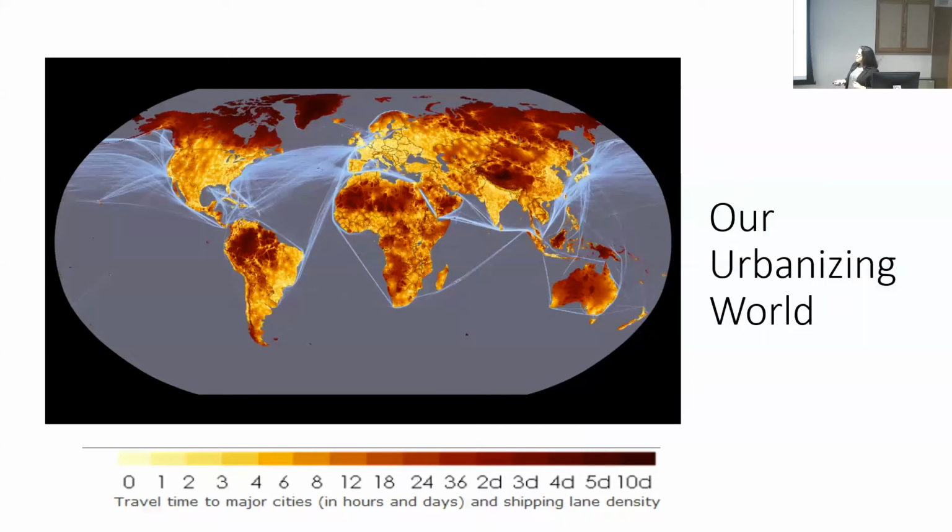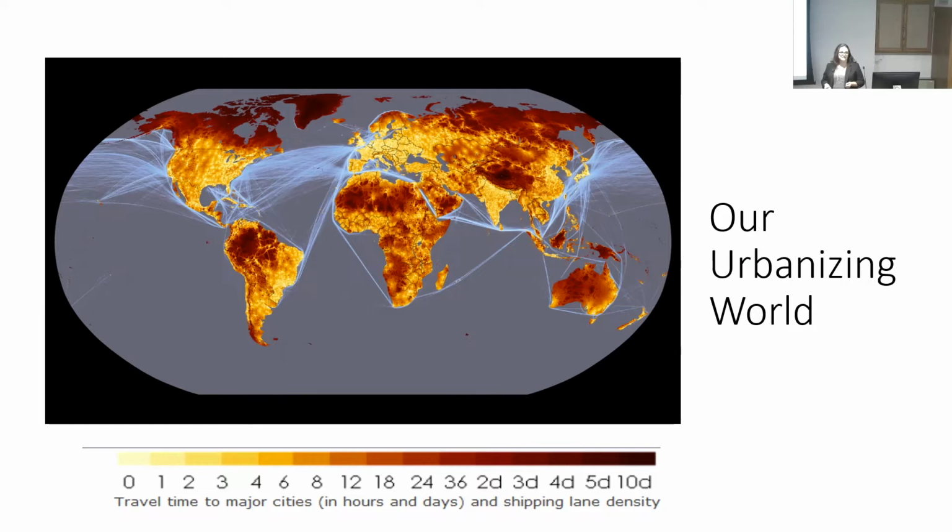So this is travel time across the terrestrial landscape, travel time to major cities, with the lighter colors being 0, 1, 2, 3 hours to get to a city of 50,000 or more. That's actually a fairly small city. And the darker colors being days. So you pretty much have to be in the middle of the Tibetan Plateau or the Amazon or Greenland. That'll take days to get somewhere. Otherwise, we're highly connected.